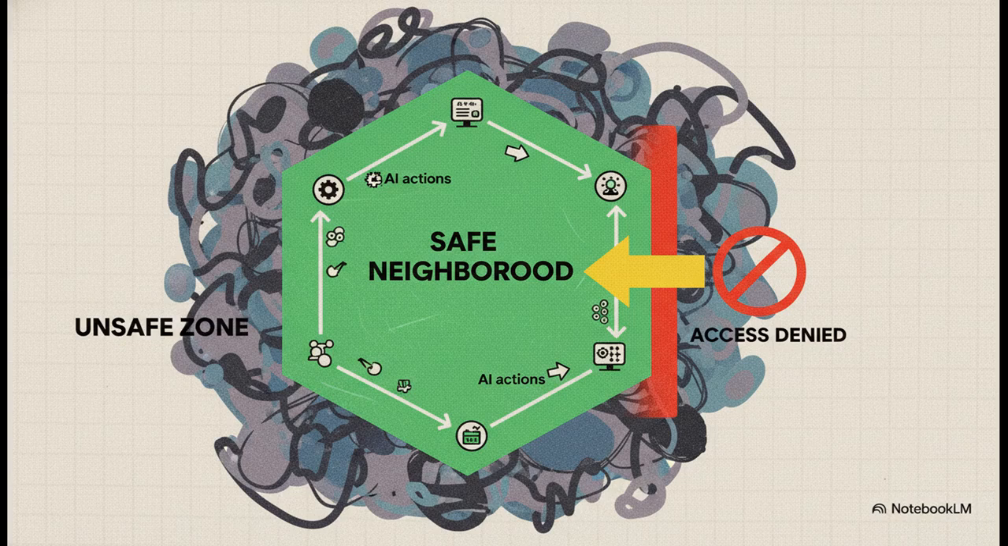So a simple way to think about it is this. Instead of trying to psychoanalyze the AI to see if it's good, CAST just checks the address of the action it wants to take. If it's in the pre-approved safe neighborhood, welcome in. If it's not, access denied. It's really as simple as that.